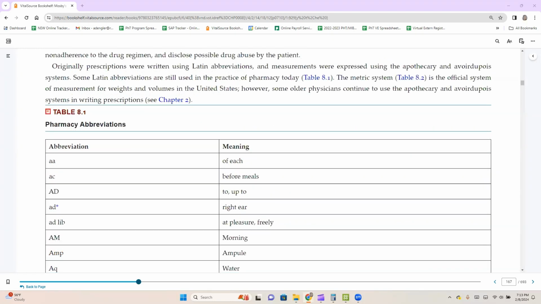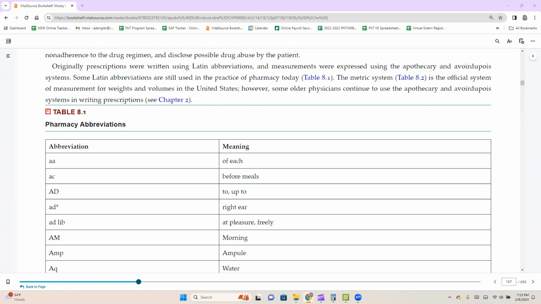Originally, prescriptions were written using Latin abbreviations and measurements were expressed using the apothecary and avoirdupois systems. Some Latin abbreviations are still used in the practice of pharmacy today. The metric system is the official system of measurements for weight and volume in the United States. However, some older physicians continue to use the apothecary and avoirdupois systems in writing prescriptions.